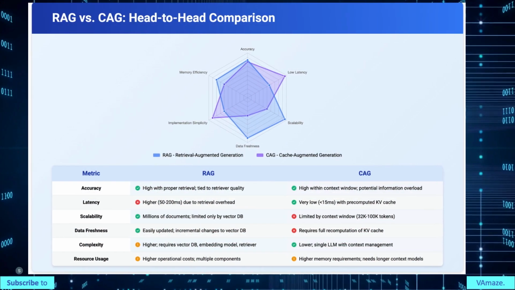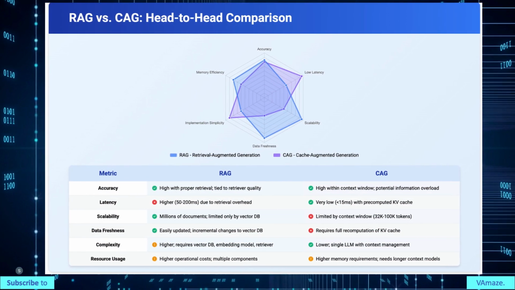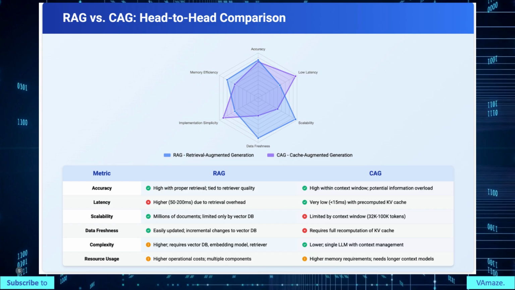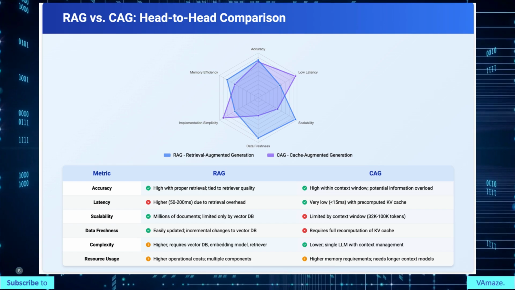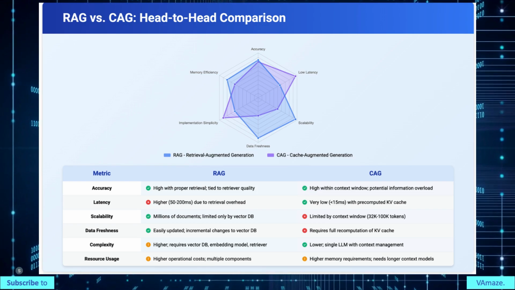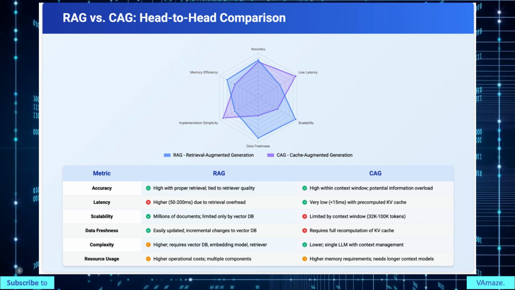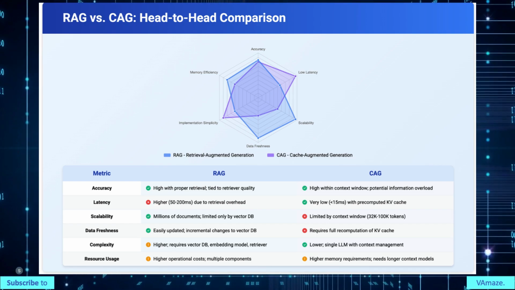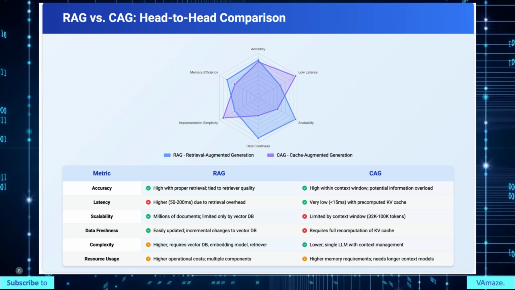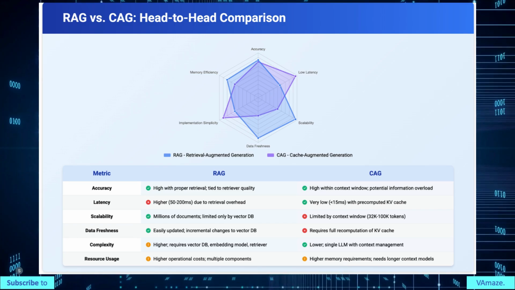RAG versus CAG, head-to-head comparison. Now, let's compare RAG and CAG directly. When it comes to accuracy, RAG excels, especially with proper retrieval processes. However, CAG offers low latency and is significantly faster because it doesn't require retrieval steps. Scalability is a strong suit of RAG, which can handle millions of documents, while CAG is limited by its context window. For data freshness, RAG is more flexible, allowing easy updates to the vector database, whereas CAG requires full recomputation of the cache for each update.